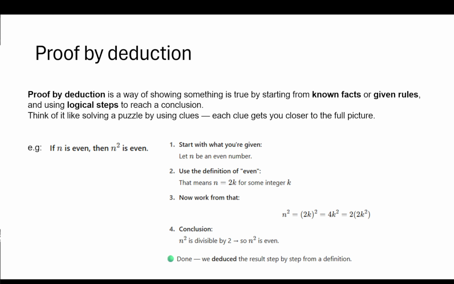Let's say, for example, they gave you this in the question: if n is even, then n squared is even. How do we do this? We want to prove this is true, so you start off with what you're given. You're given that n is an even number, so that means n equals 2k.